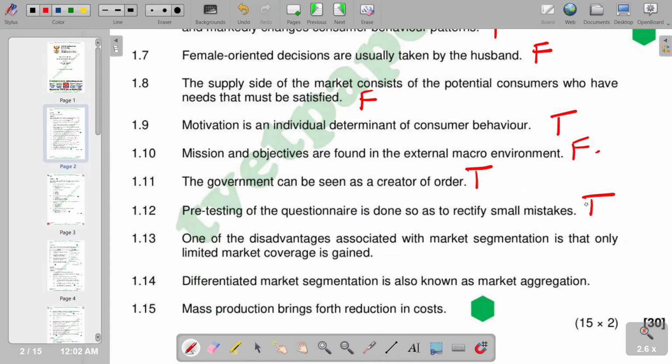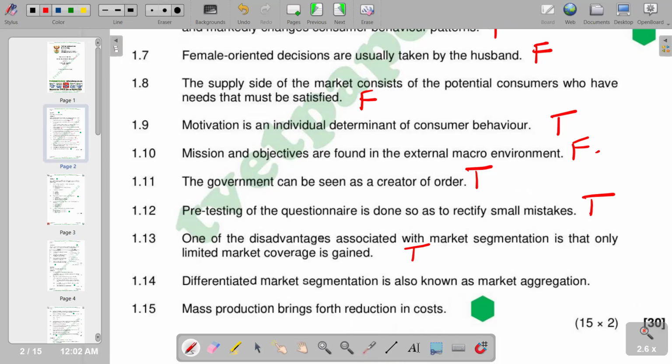market segmentation is that only limited market coverage is gained, which is true because you are only concerned about the segment that you are looking at. So there is a limitation involved. Then we got number 14, differentiated market segmentation is known as market aggregation. So number 14 is false.